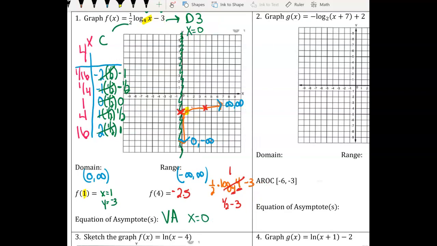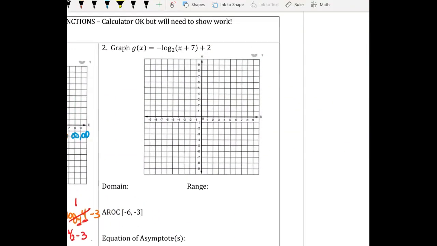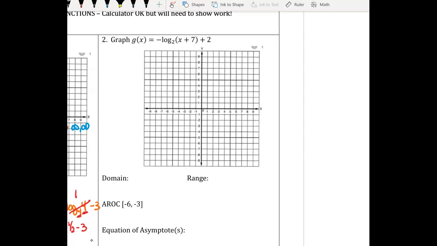Okay, all right, next one. Here's another log problem. So again, let's identify our functions, give everything a job. So we're going to go up 2, left 7, and then we're going to flip. So let's go ahead and move our asymptote. Left 7, so we're going to have an x equals -7.